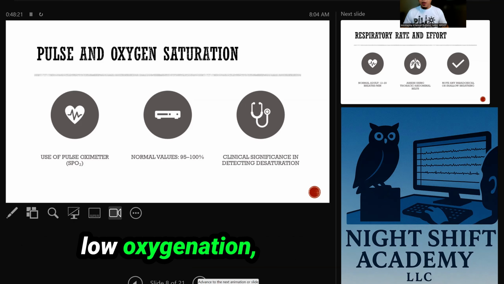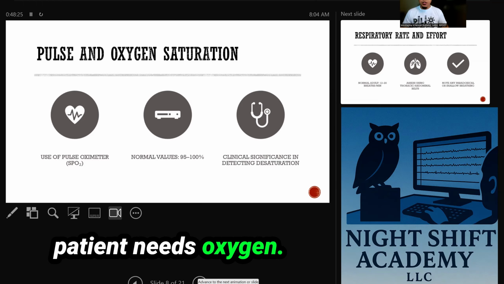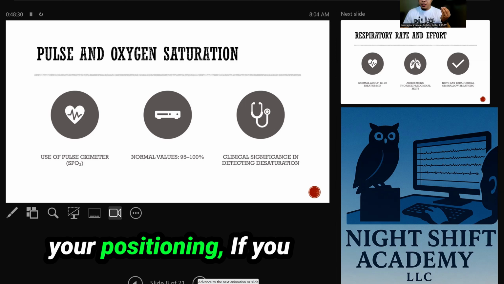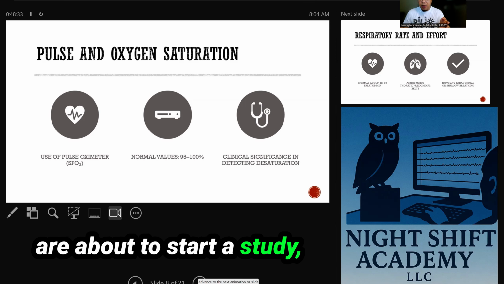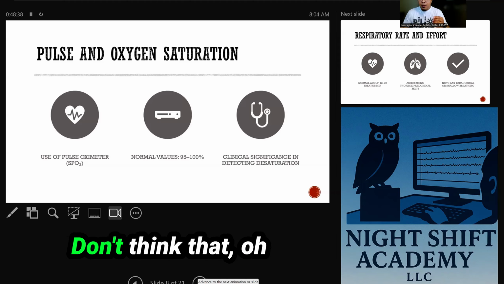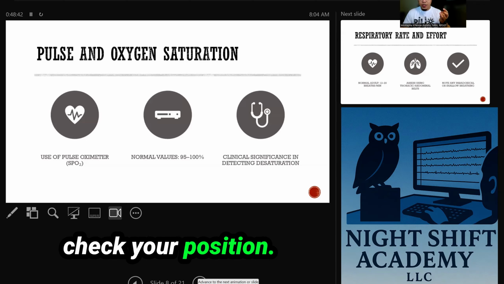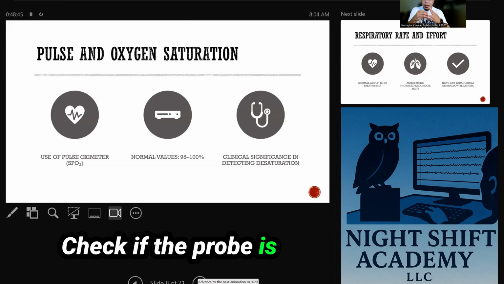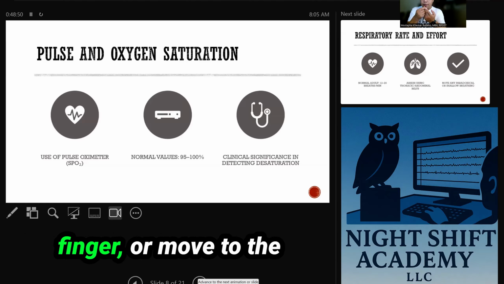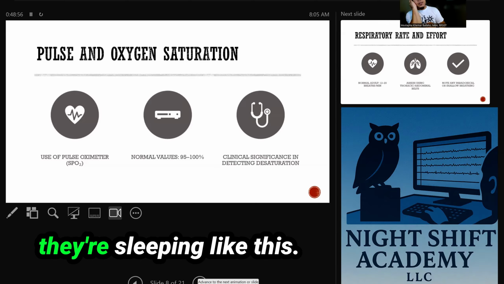Now, when you have low oxygenation, don't assume that the patient needs oxygen. First thing you should always do is to check your positioning. If you're about to start a study, you start your calibration and the patient's 88, 87. Don't think that, oh man, I need oxygen. No, go there first and check your position. Check if the probe is maybe slightly out. Okay, reposition them to a bigger finger or move to the other hand. Patients also can lose oxygenation if they're sleeping like this.